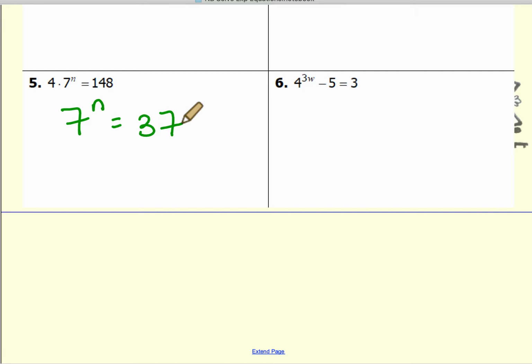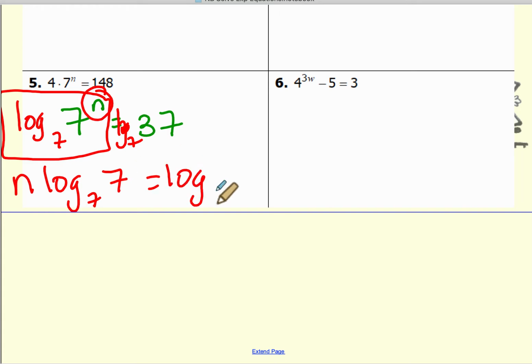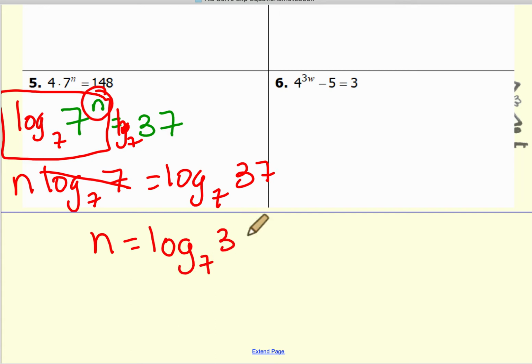Because it's not possible to write 37 as a power of 7, I know I'm going to have to use logarithms. So I'm going to take the log base 7 of the left, log base 7 of the right. Now I'm going to simplify this. I'm going to take my exponent and make it a coefficient. n times log base 7 of 7 equals log base 7 of 37. Remember, log base 7 of 7 is just 1. And so that tells me that n is the log base 7 of 37. I'm going to leave my answer just like that.